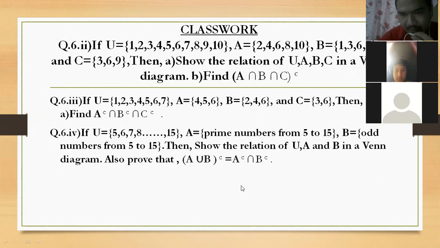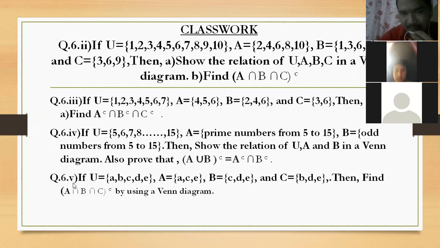Right? Look here. And 5 number I am going to explain. First of all, you will find out A intersection B intersection C complement. And after that, you will find out A intersection B intersection C complement. First find A intersection B intersection C, then find out its complement. Then it should be solved by using the Venn diagram. Look here, I have shown some examples.